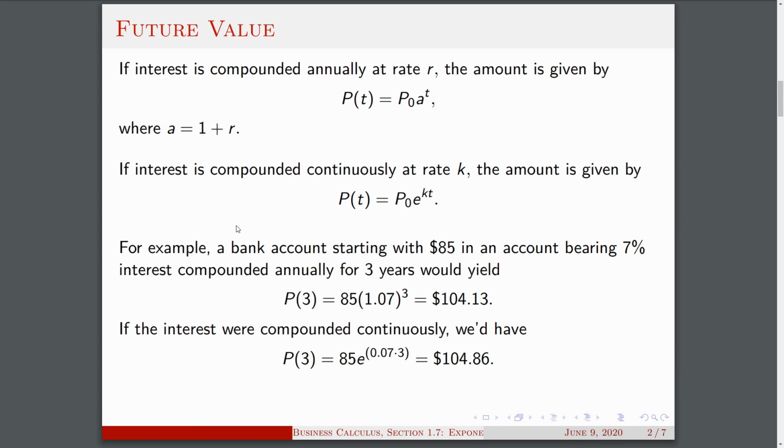For example, a bank account starting with $85 and an account bearing 7% interest compounded annually for 3 years. How much would that yield? I don't see the word continuously, I see the word annually. So I know to use this formula. So we have the initial amount, we have the growth factor, which is 1 plus the rate of 7%, and the length of time that the interest accumulated. And when I calculated that, I got $104.13.